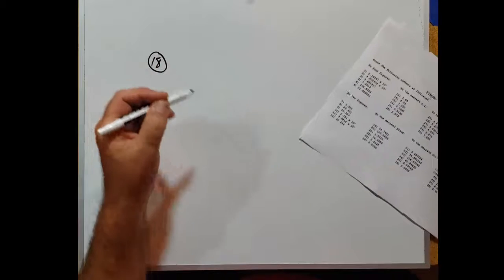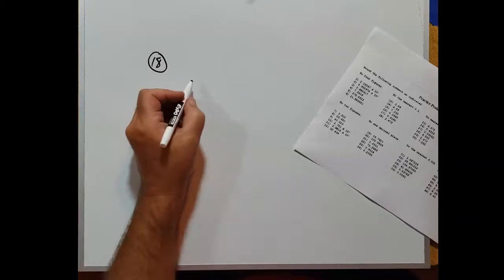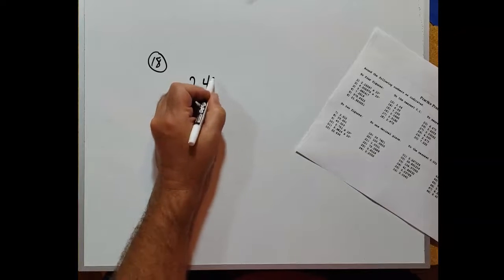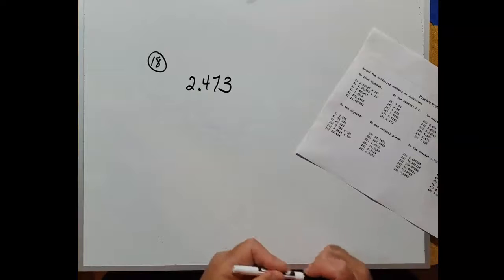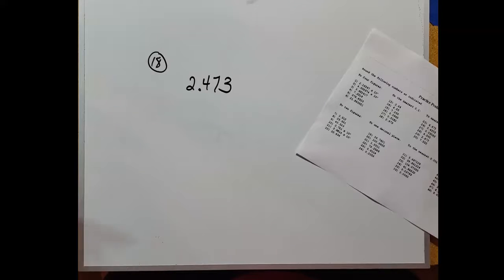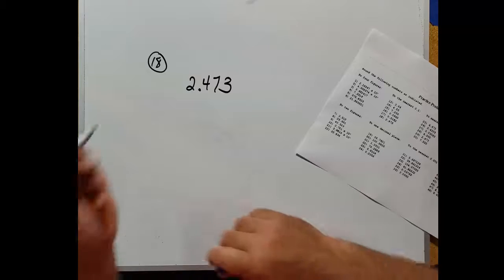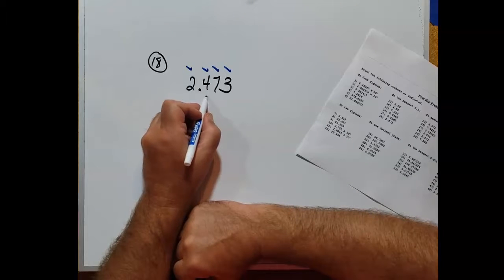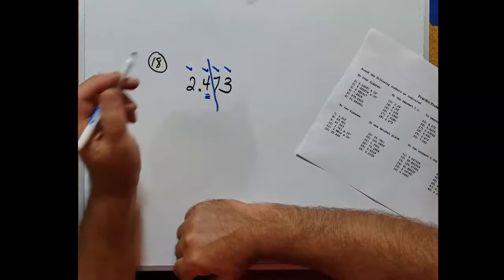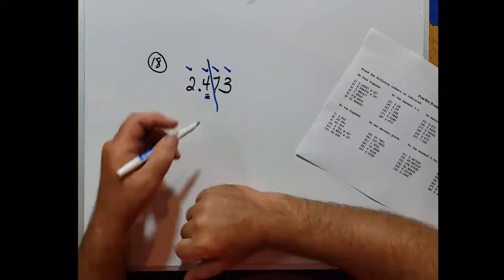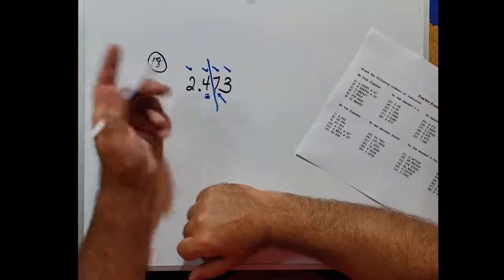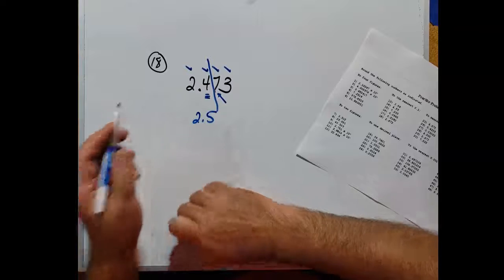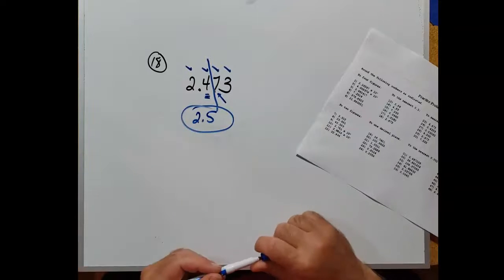Let's try number 18. The instruction here for 18 is to round the number 2.473 to the nearest 0.1. Well, 0.1 is the tenths place. So I'm going to take the significant digits I have, the 2, the 4, the 7, and the 3, and round it off to the tenths place, which is this digit right here. So I want to cut off the 7 and the 3. The rule for rounding with the 7 is to round up, so this will be 2.5. That's your answer for number 18.